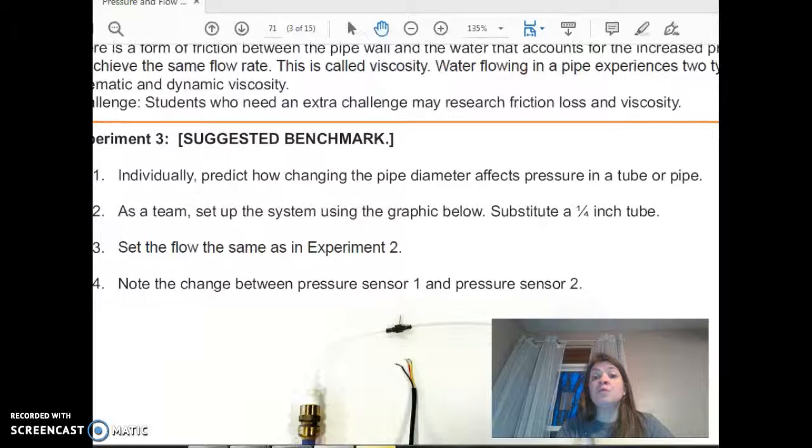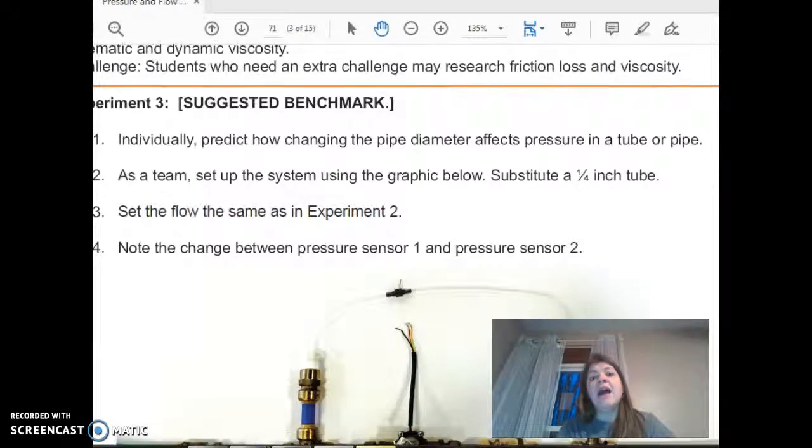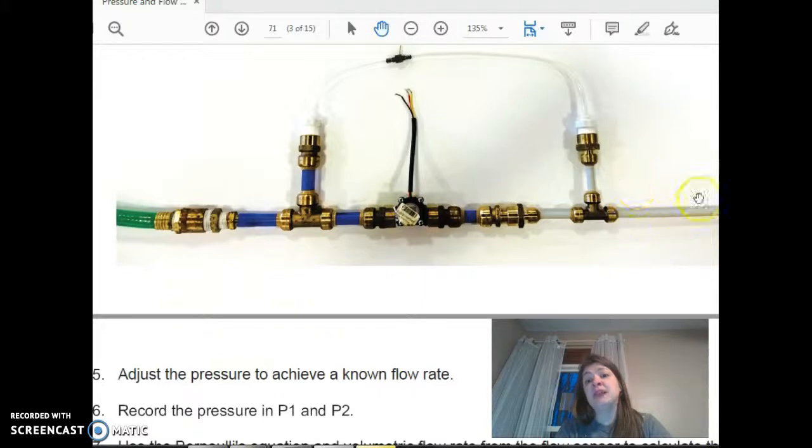For experiment three, what you're going to be doing now is looking into the tubing. You're going to set the flow rate the exact same as you did for experiment two. And then you're going to be looking at the pressure sensors. You have those four tabs. Make sure that those are all connected. You'll have two different pressures, a pressure from this side and a pressure from this side. And you're going to change your tubing. You're going to use the black tubing over here. All of these fittings should be the little tubing, because that's going to measure the pressure up here.